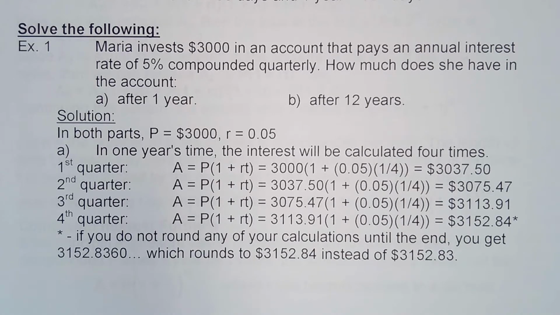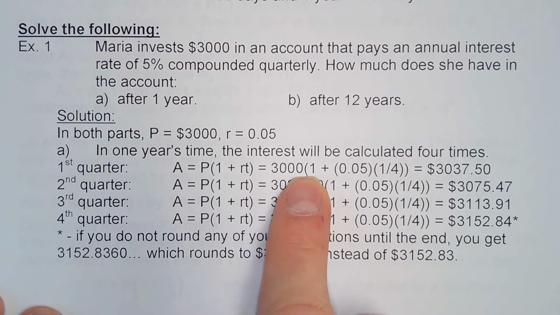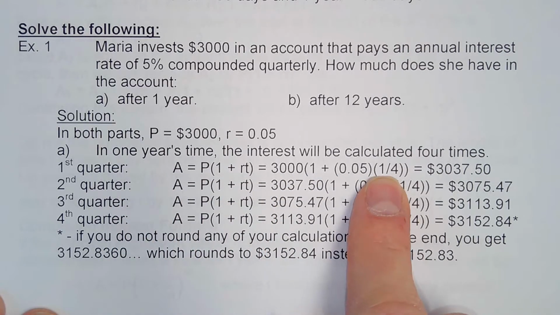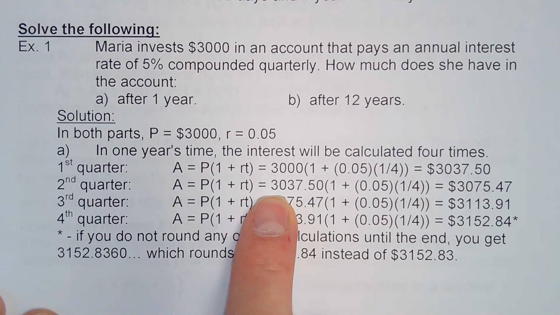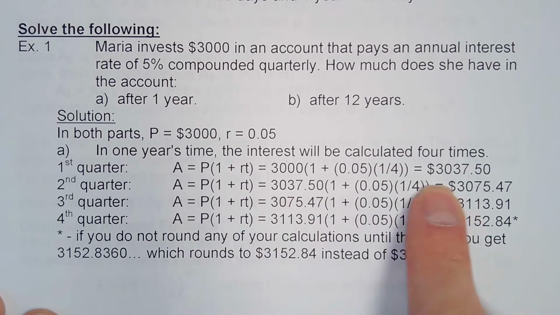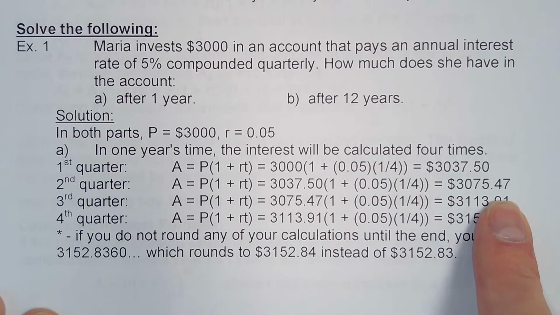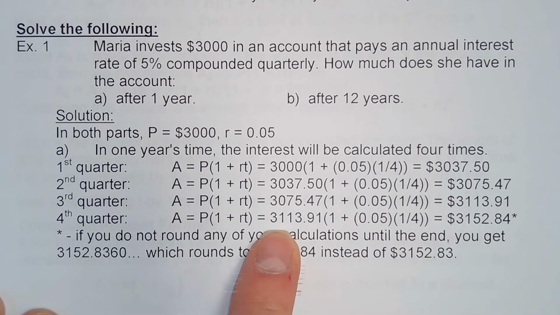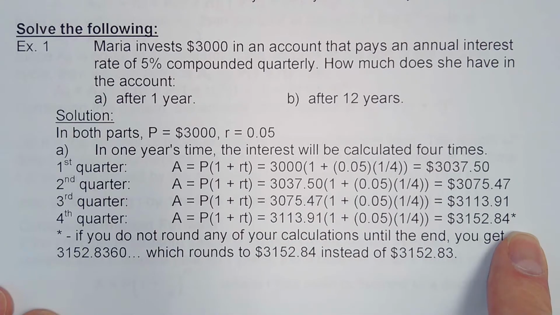In 1 year's time, the interest would have to be calculated 4 times. We'd have to do our calculations, plugging in everything and working it out. That answer then becomes the principal in the second quarter. We work it out, and that becomes the principal in the third quarter. Work it out, and that becomes the principal in the fourth quarter. And we work it out.